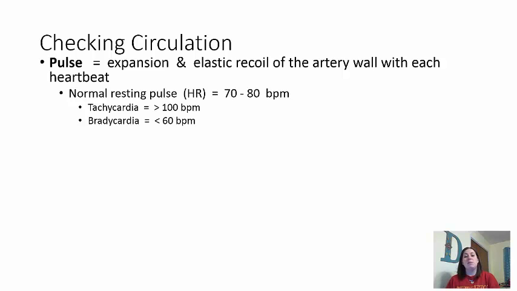A pulse is an expansion and elastic recoil of an artery wall with each heartbeat. Okay, and a normal pulse or resting pulse rate is between 70 and 80 beats per minute. Now, if it's above 100 beats per minute, the individual has tachycardia. If it's below 60, they have what we call bradycardia.